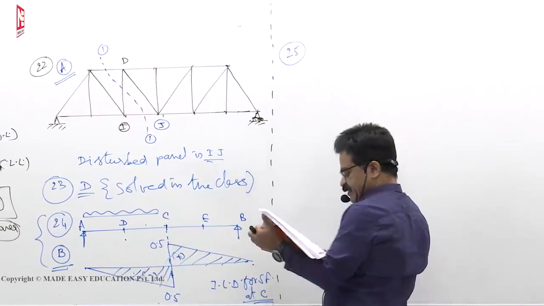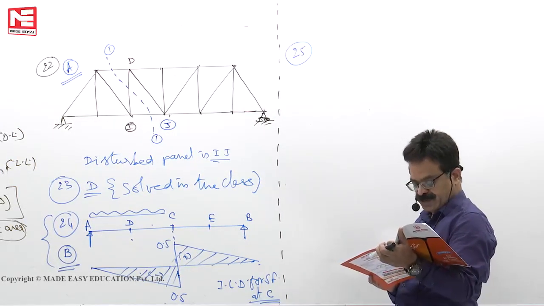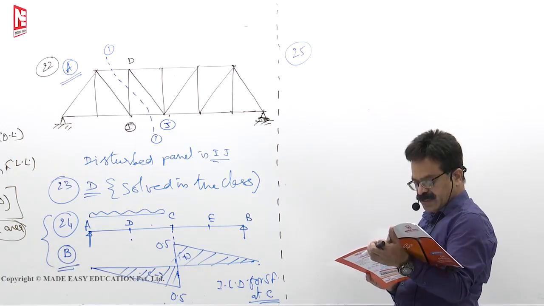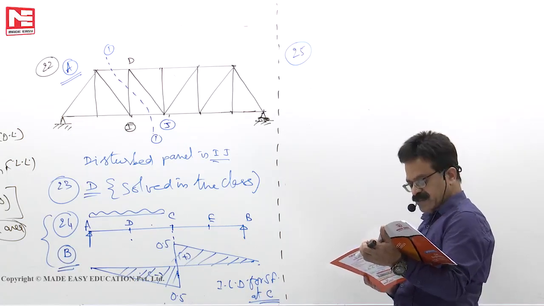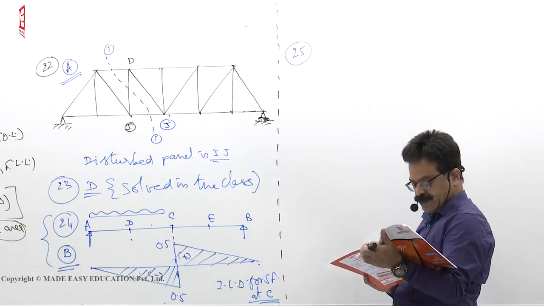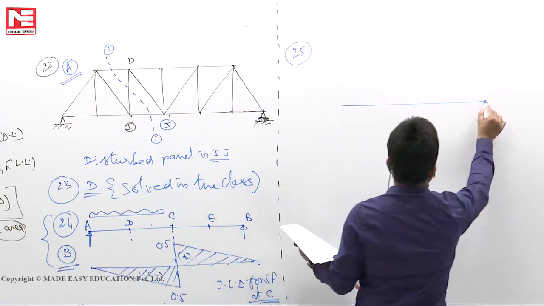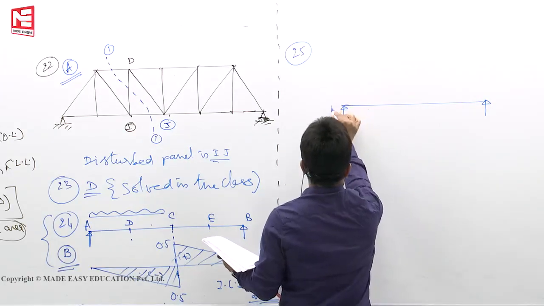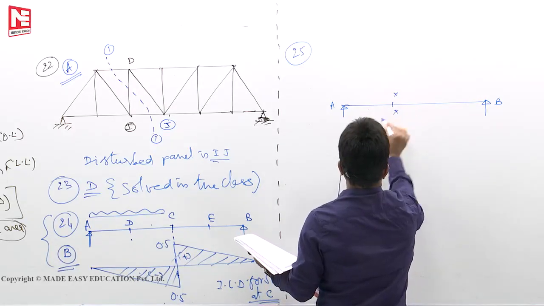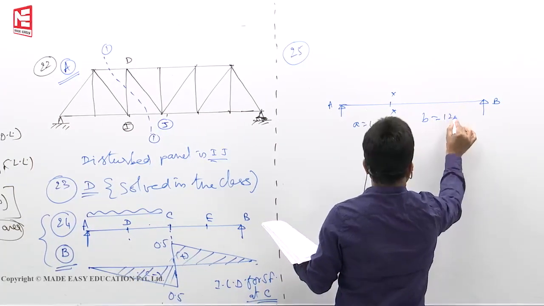ILD for bending moment at section XX at a distance 4 meters from the left support of a simply supported girder is shown below. A UDL of intensity 2 tons per meter longer than the span crosses the girder from left to right. Maximum bending moment at section XX is equal to. Longer than the span it is moving. See here, this we know how to manage. A, B. Okay, section XX. This distance A value is 4 meters, B value is 12 meters.